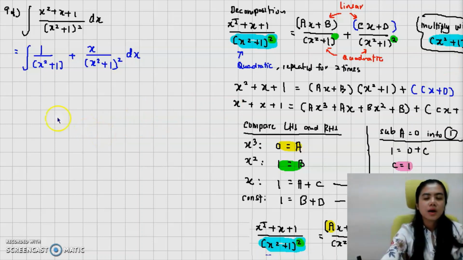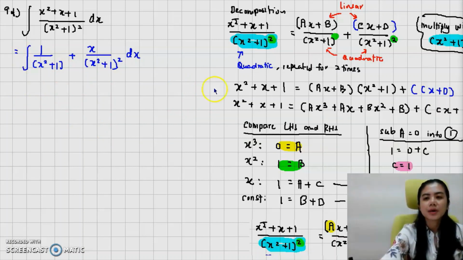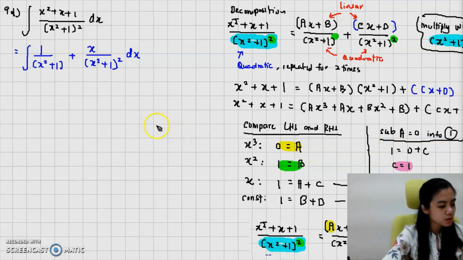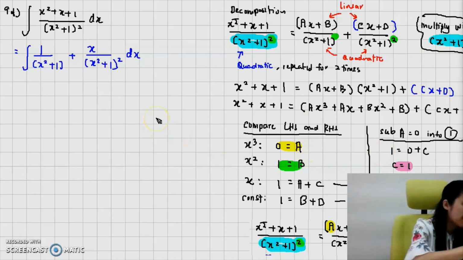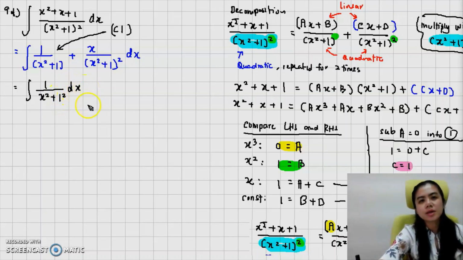Okay, so now let's see. There are things where you can use the direct formula. This one, you're going to use the formula of C1, where you can think of 1 as 1 squared. This one you can think of as x squared plus 1 squared. We're going to look at it separately, okay? So this one you're going to use the formula of C1.